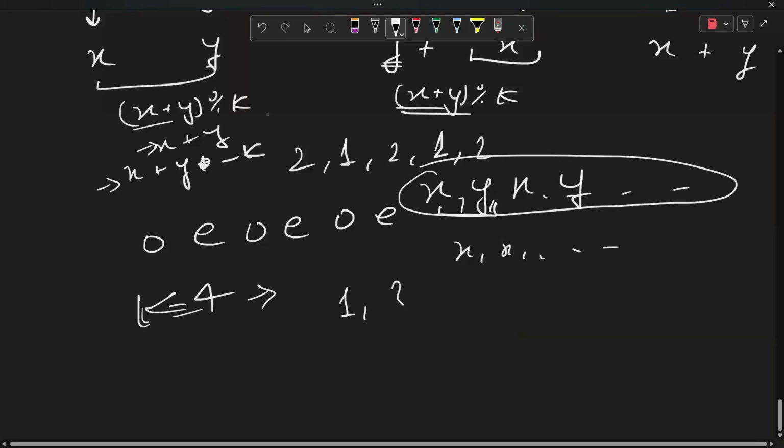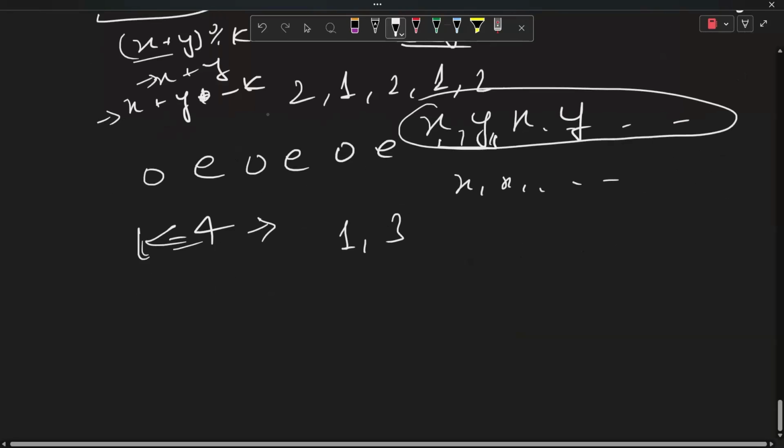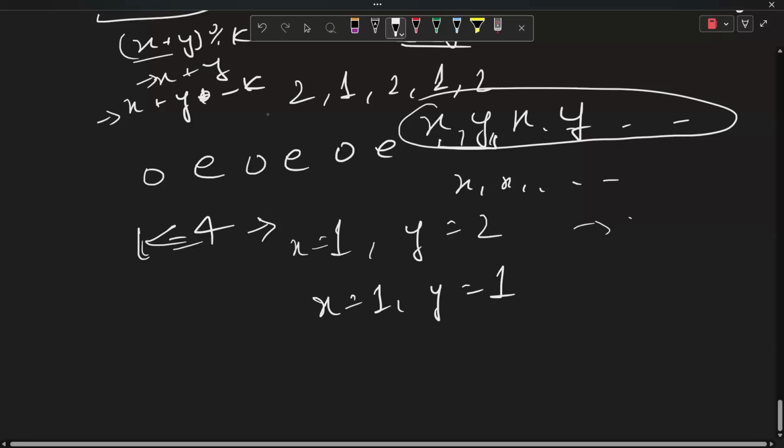You can have 1 and 3. 1 plus 3 would, like, you can just have anything. No? Like, let's say you take x equal to 1 and y equal to 2, then 1 plus 2 would be 3. You can have 1 2 1 2 1 2 1 2. All the equalities would be equal to 3. Or you can have x equal to 1, y equal to 1, both 1 1 1 1 1. All the equalities would be 2.